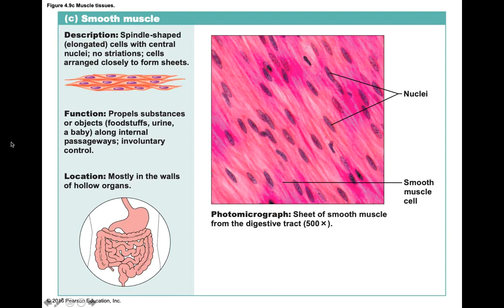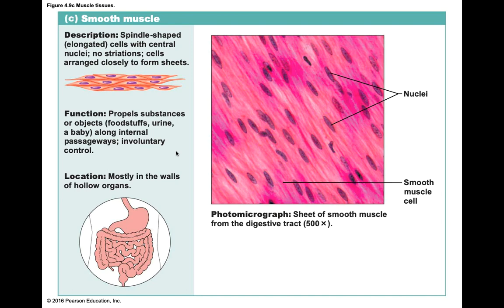The function is to propel substances or objects like food, urine, or a baby along internal passageways. And this is involuntary control. I'll give you an example with the baby. A baby grows where? It grows inside the uterus. And when it's time to push that baby out, you have a positive feedback mechanism that's causing the body to release hormones in order to make the uterus contract and push that baby out. You can't be like, okay, uterus, time to flex. You can't control it. It's completely involuntary. So it is controlled by things like hormones, chemical signals.